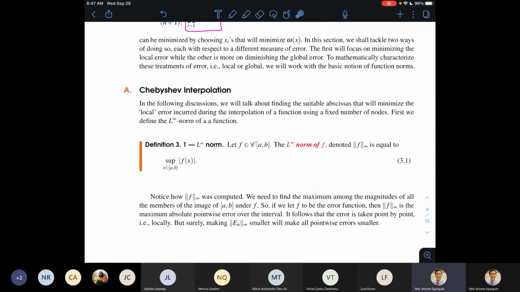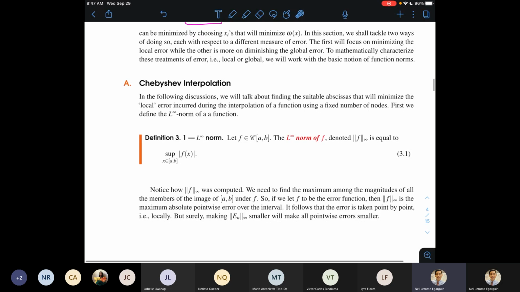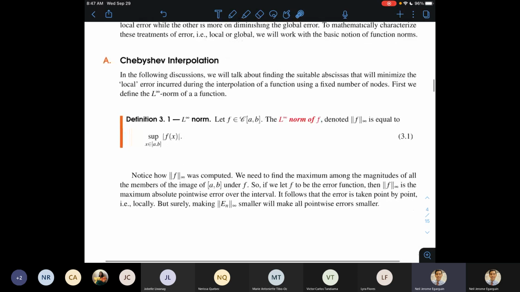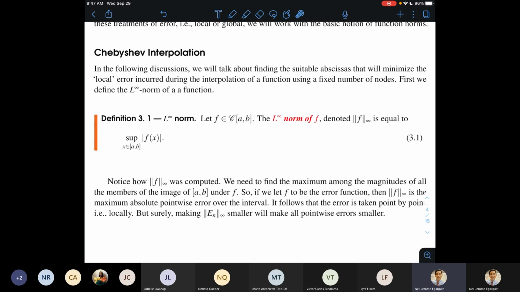Okay. So if you have a continuous function over the interval AB, let's say it's f, right? Then the L infinity norm of f, we denote by this, double bars, then a subscript infinity. This is equal to the supremum of the absolute values of f of x over the interval AB. So kukunin nyo lang yung pinakamalaking absolute value ng f over sa interval AB.